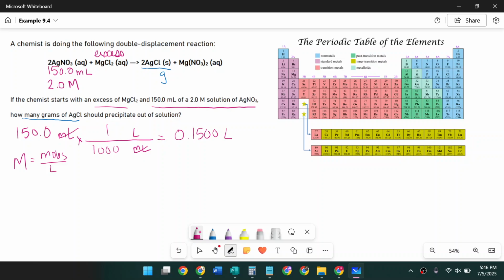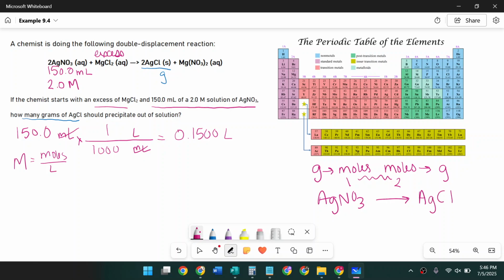And usually when we're doing these, we know our path that we've taken in the last chapter. We would start at grams, we'd change it to moles, we'd work in moles, usually converting from the moles of one thing to the moles of another thing, and then we would convert that back to grams. So this is still similar. We're starting with our AgNO3 and we're heading towards our AgCl.